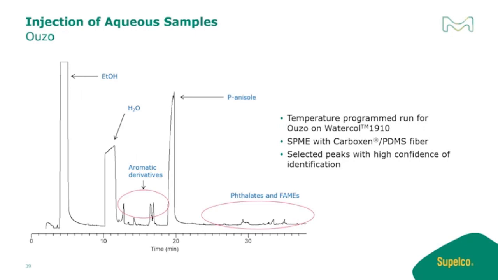Here's an example of ouzo. Again, it's the same type of system that I was running before. You can see the ethanol and the water peaks. You pick up some aromatics, and then you pick up a large para-anisole peak, which is very typical of the flavor of an ouzo beverage.